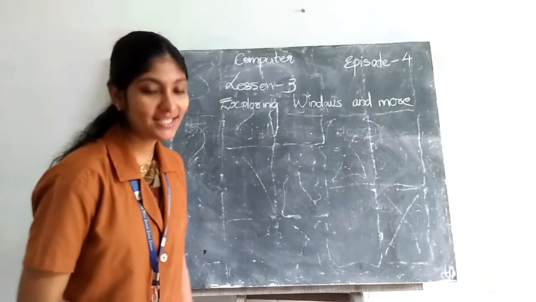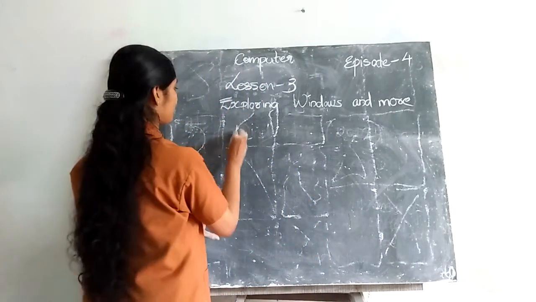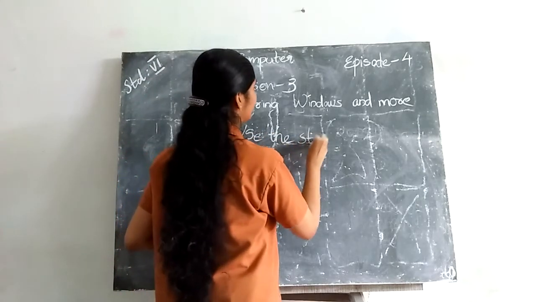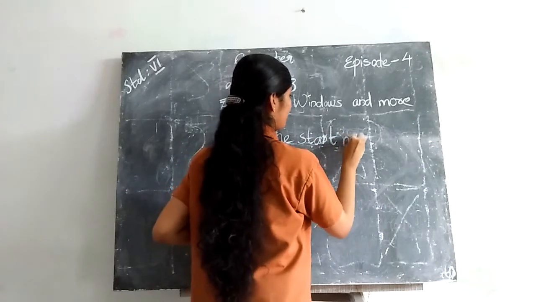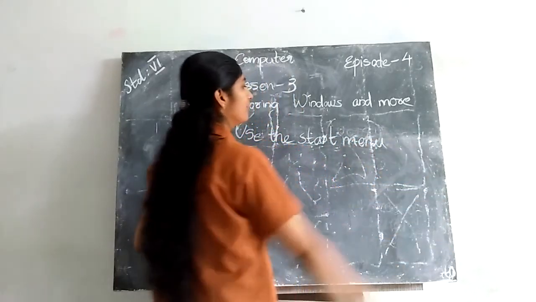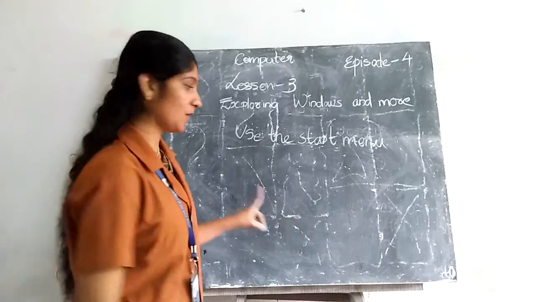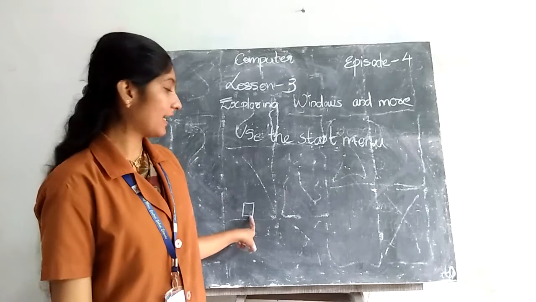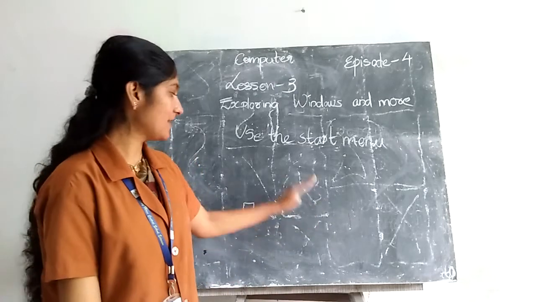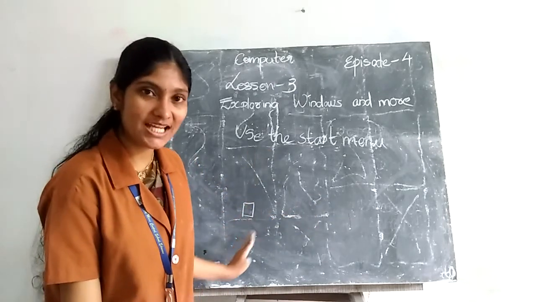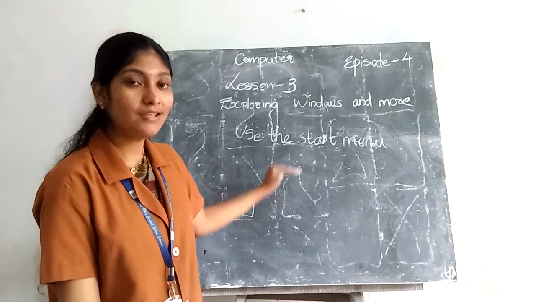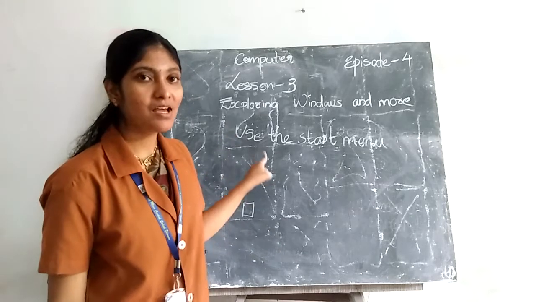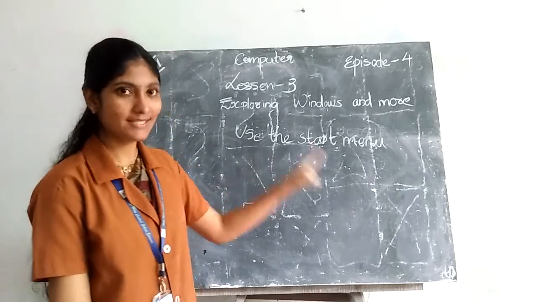So next topic is use the start menu. We know in the Windows 7 desktop there is a start button at the bottom of the screen, located at the left side of the desktop. So here we are going to learn about using the start button.